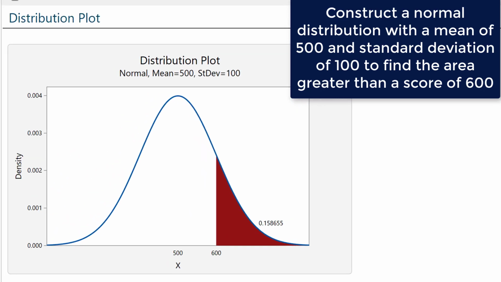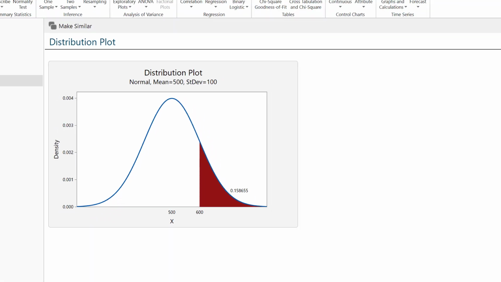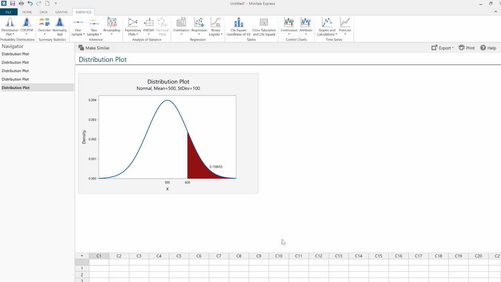On a normal distribution with a mean of 500 and standard deviation of 100, the area greater than a score of 600 is 0.158655. I'll take you back to the PowerPoint slides now, but we'll apply this later in this lesson.